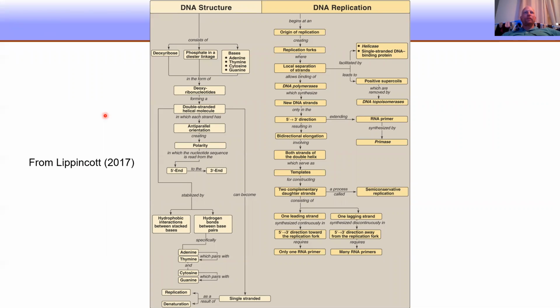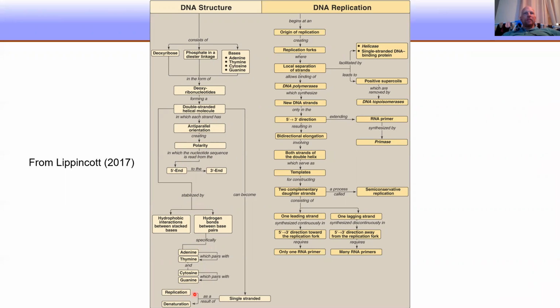Here's a useful summary flowchart from Lippincott. You might find this useful for your revision because it summarizes the key points of both DNA structure and DNA replication. So here again, it's reminding us that we've got a phosphodiester backbone, deoxyribose sugar in DNA, and we have the 4 bases listed there. And it is a double-stranded helix with anti-parallel strands, and we read the sequence always from the 5' to the 3' end. It's held together with hydrogen bonding and other interactions between the bases. And A always binds to T and C always base pairs to G.